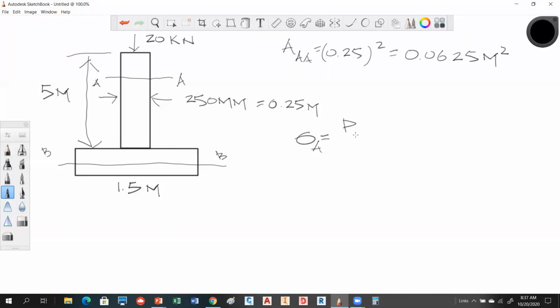All right, so to get the stress at A, it's going to be the force divided by the cross-sectional area. So the force is 20 kilonewtons divided by 0.0625 meters squared. That gives me, what'd you guys get? 320? Anybody get that number? Yeah, that's what I got.